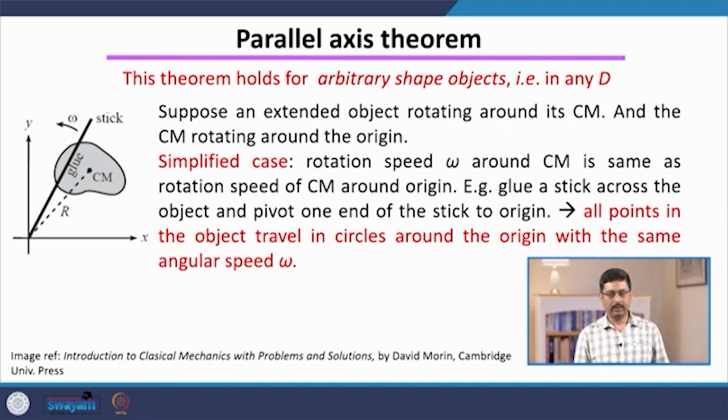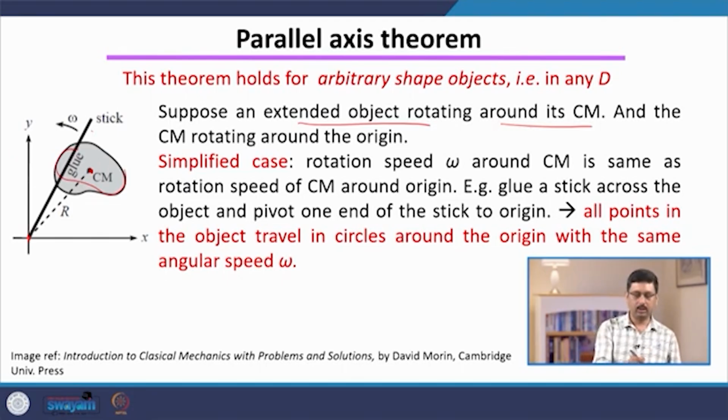Suppose there is an extended object which is rotating around its center of mass. It could be a planar object, it could be a 3-dimensional object, and this is the center of mass, and this is another point, a fixed pivot point. Now, you put a stick through this object and glue one end of the stick at this point. Then this point is the pivot point and the object can rotate about its center of mass as well as about this pivot point because of the stick.